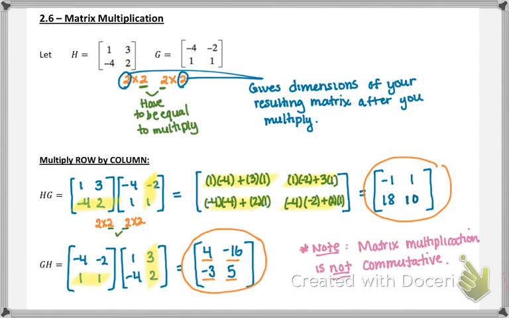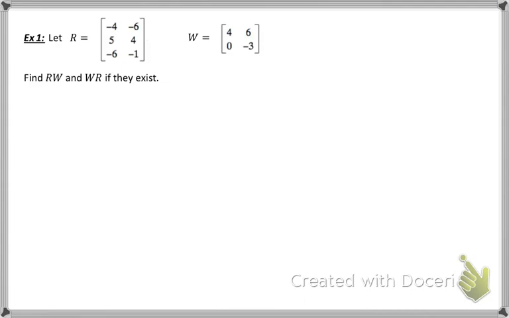So let's take a look at example 1. In example 1, we have R, which is a 3 by 2 matrix, 3 rows, 2 columns, and a 2 by 2 matrix W, 2 rows, 2 columns. And we want to find RW, so R times W, and W times R if it exists. So go ahead and let's write this out. Let's start with RW.